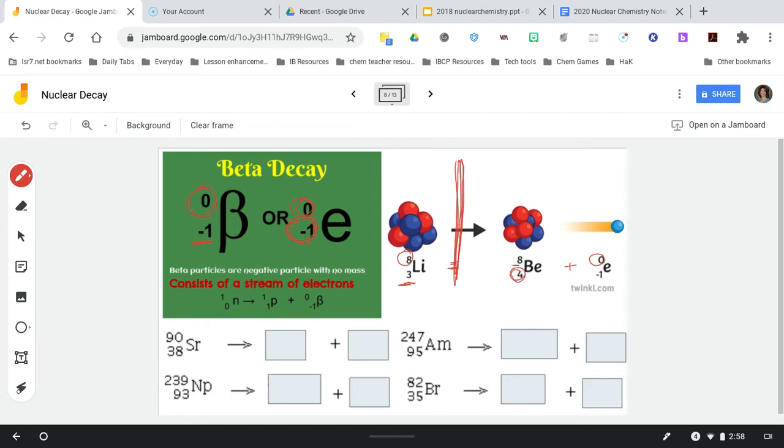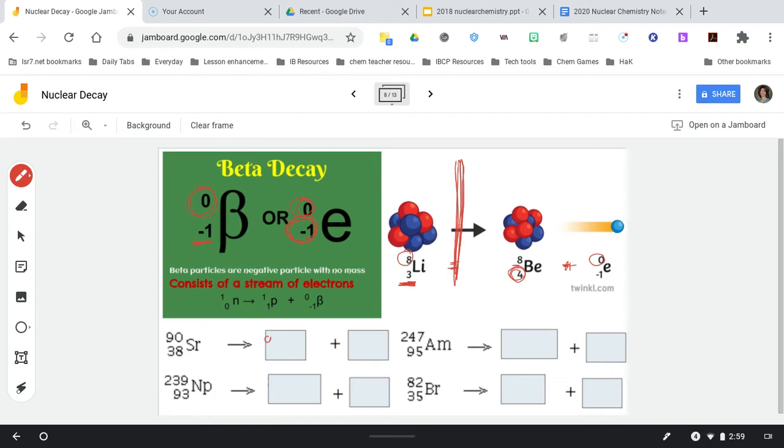Okay, this particle is a positive 4. So positive 4 plus -1 equals 3. 4 plus -1 is a positive 3. So it's similar, but it is not exactly the same. So let's look at how this fills in like the alpha did.